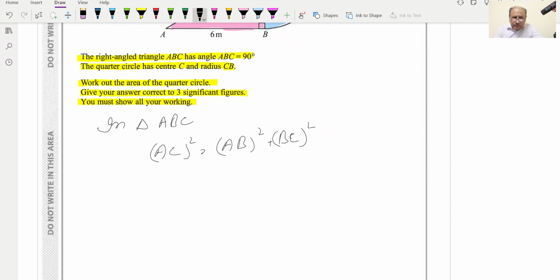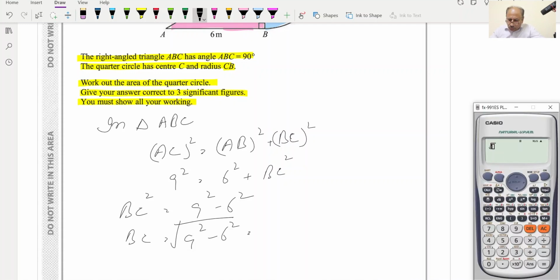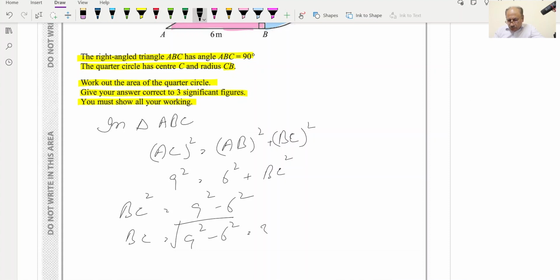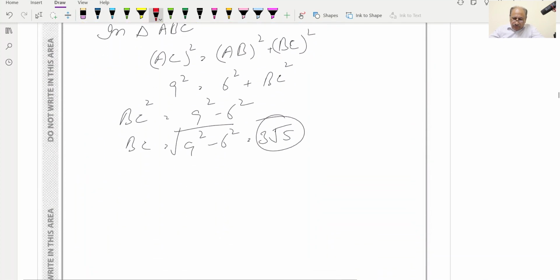So AC is provided, AC is 9, so 9 squared is equal to AB, which is 6 squared, plus BC squared. So we can write BC squared is equal to 9 squared minus 6 squared. So BC will be equal to the square root of 9 squared minus 6 squared, and this is equal to 3 root 5. This will be this side CB, 3 root 5. Now we have the radius, so we can find the area of the quarter circle.